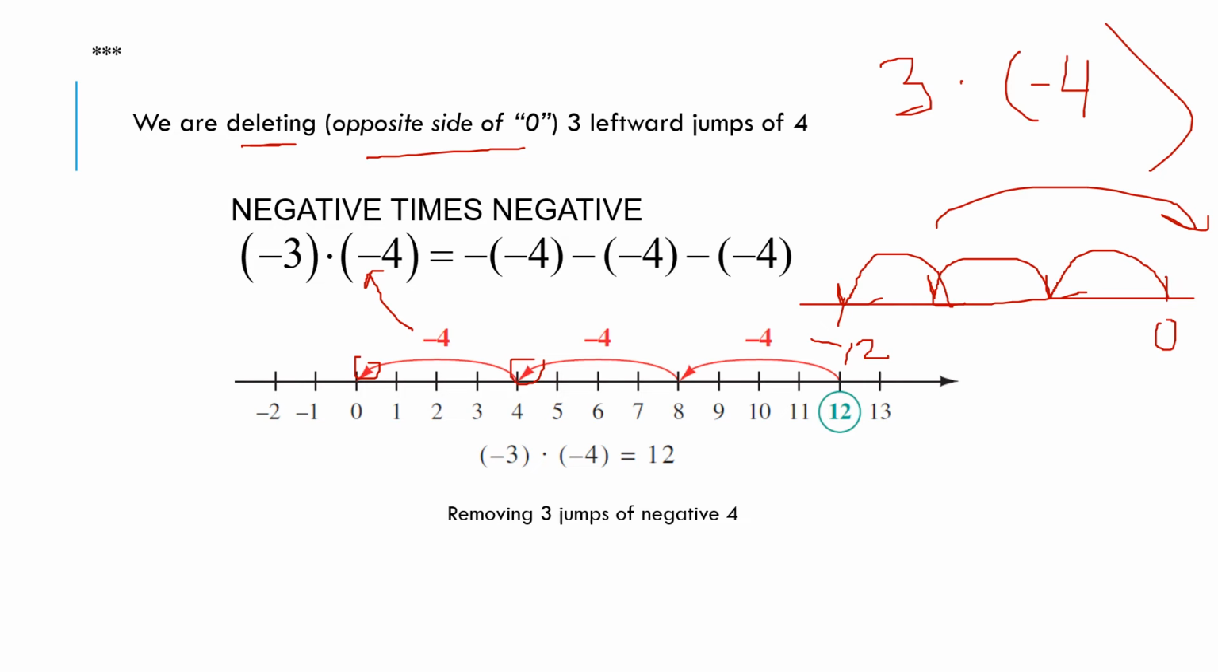They're still going head to tail because multiplication is still sort of repeated addition here. But now we need to go the opposite way. Instead of placing them to the left of 0, we're going to place them to the right of 0. And here's where I land. We're removing those 3 jumps of -4. We've got that removal going on, and we wind up at -12.